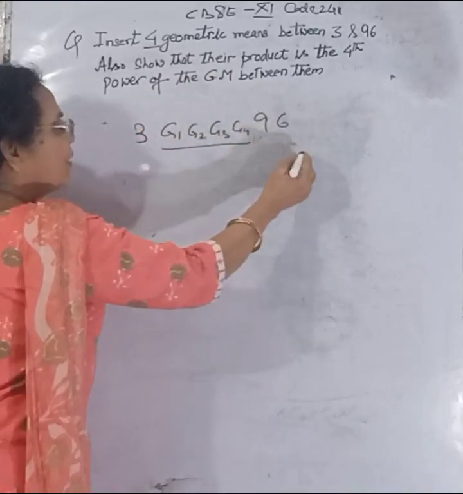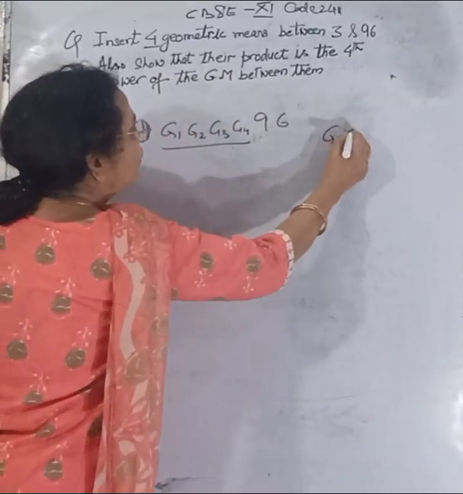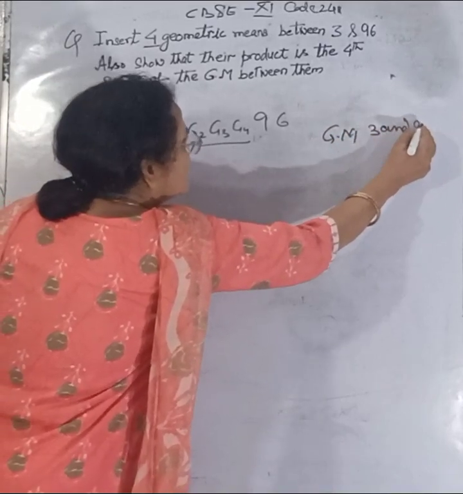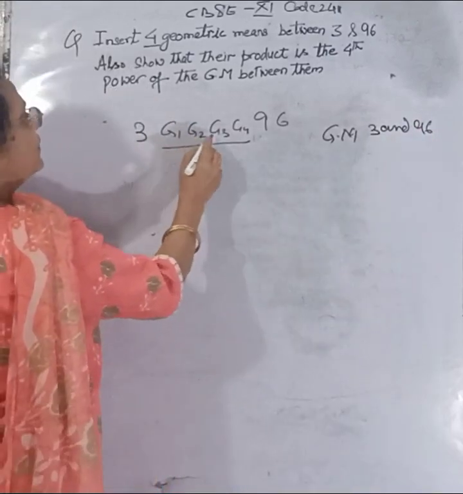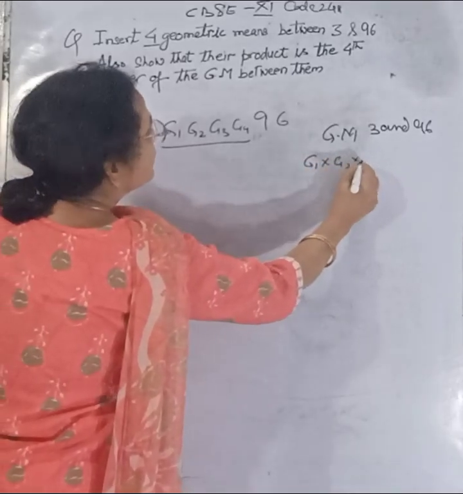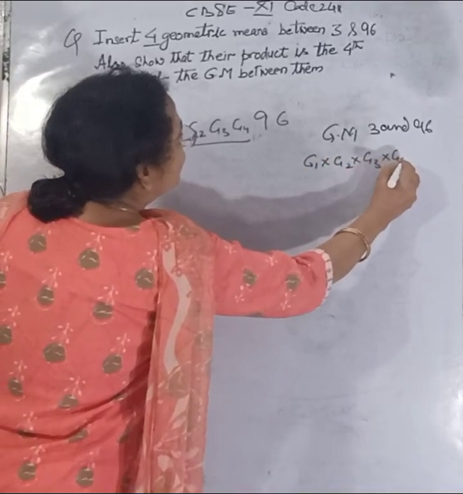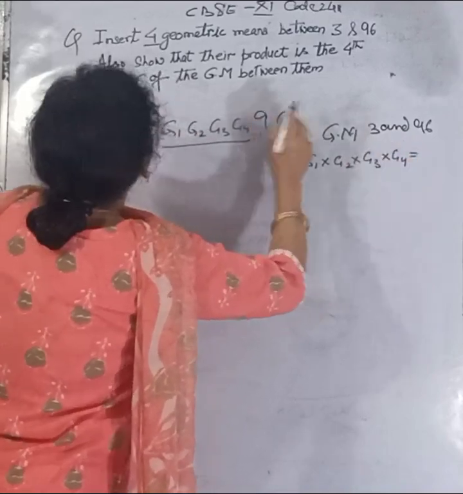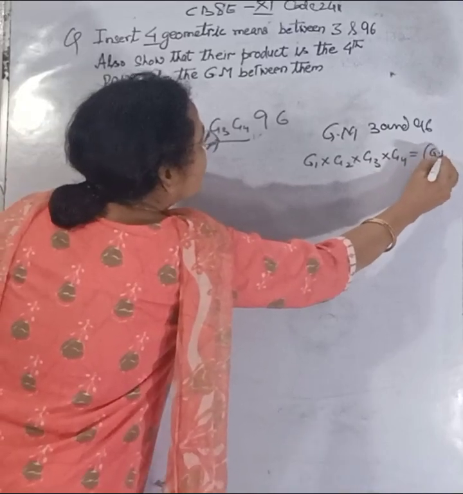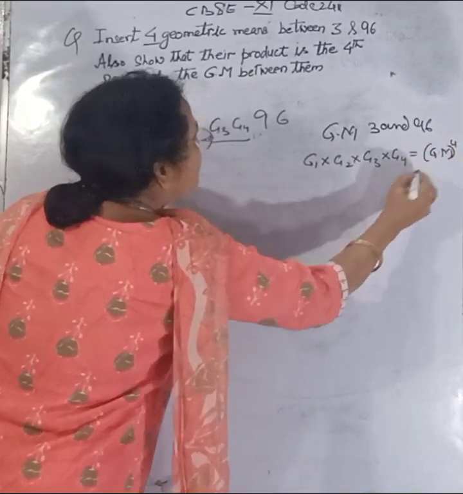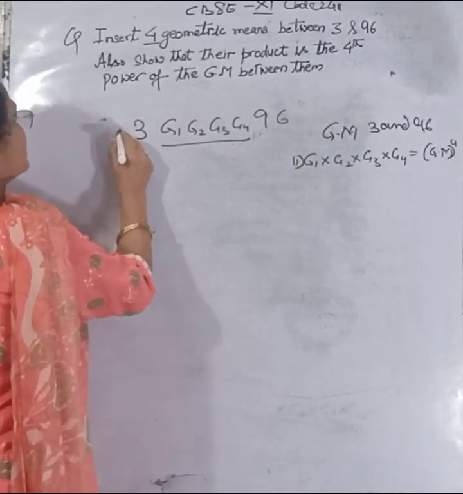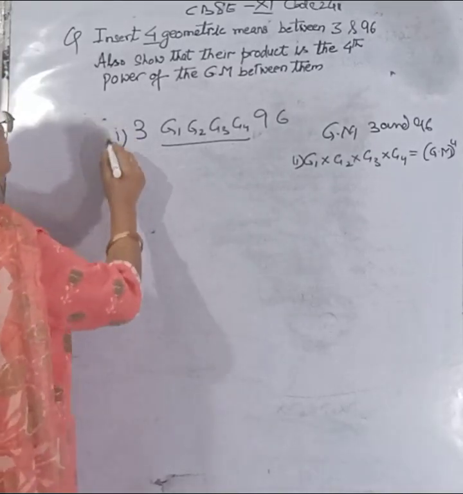It means इनका जो GM है, GM of 3 and 96 जो भी आएगा उसका 4 टाइम्स इनका प्रोडक्ट होता है. It means G1 into G2 into G3 into G4 is equal to fourth power. It is equal to GM to the power 4. This is to be proved. ये फर्स्ट पोर्शन ये.